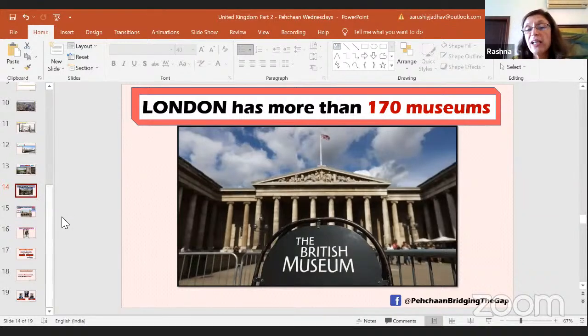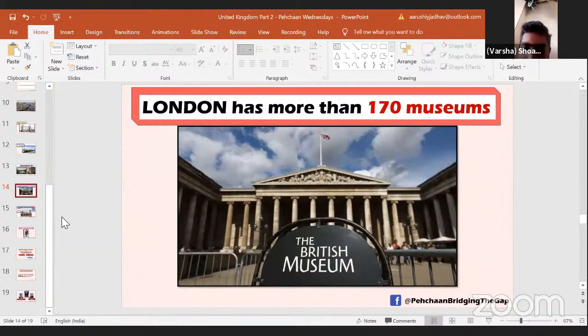London has more than 170 museums. Do you know what a museum is? Have you been to a museum? Perfect. Yes, Shoaib. Very good. Things from history. Yes. And do you know more than 170 museums in one city?